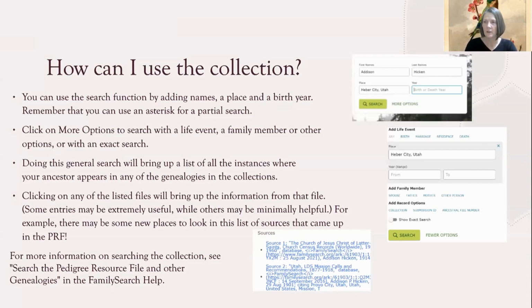So for more information on how to search the general collection, you can see that article there, Search the Pedigree Resource File and Other Genealogies. That's not in the wiki, that's in the FamilySearch help. So you have to put that in on the help page, the help center page.